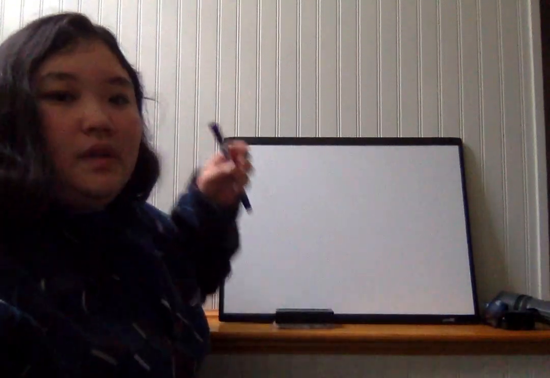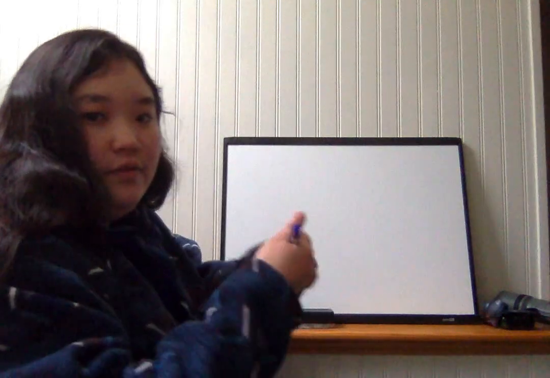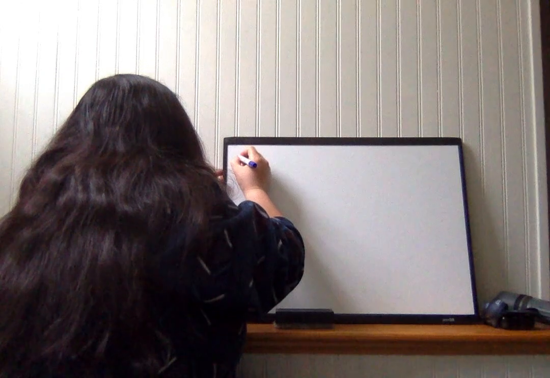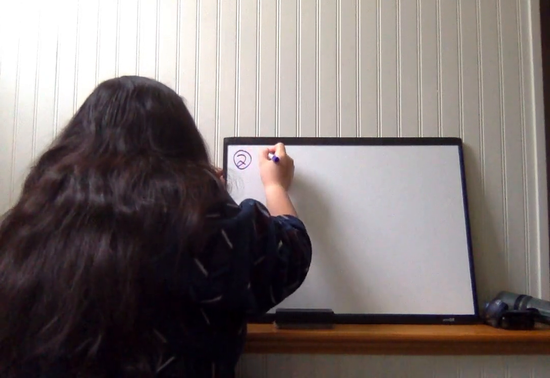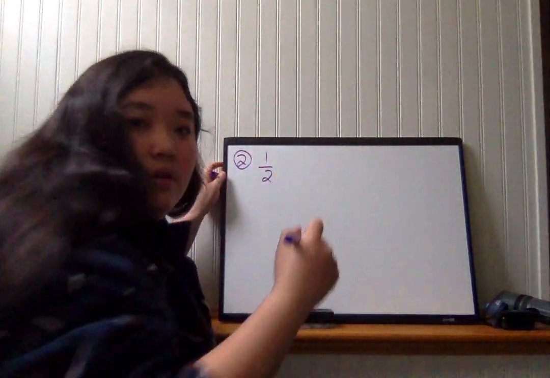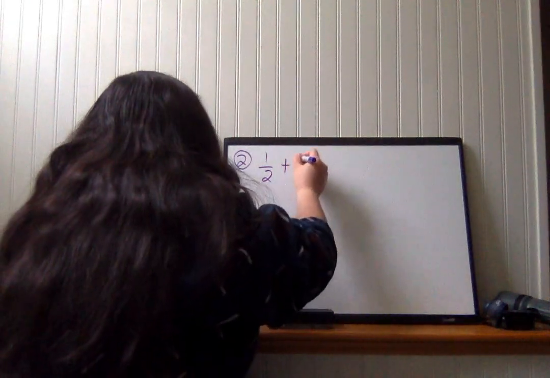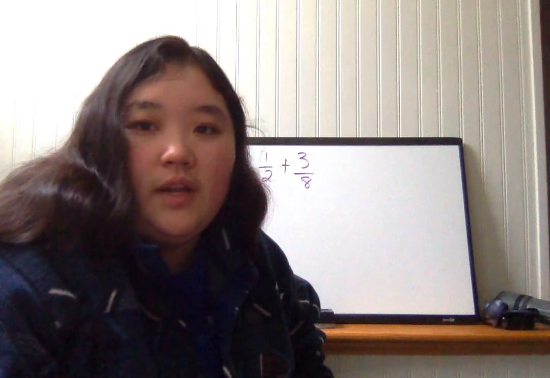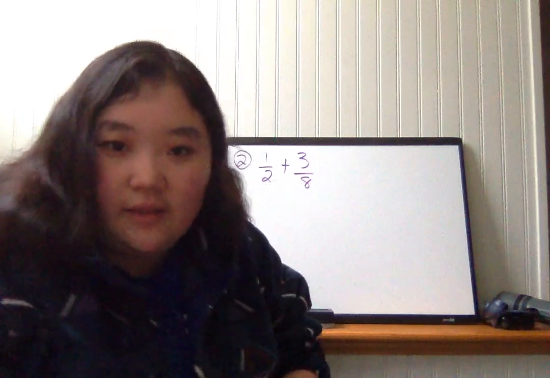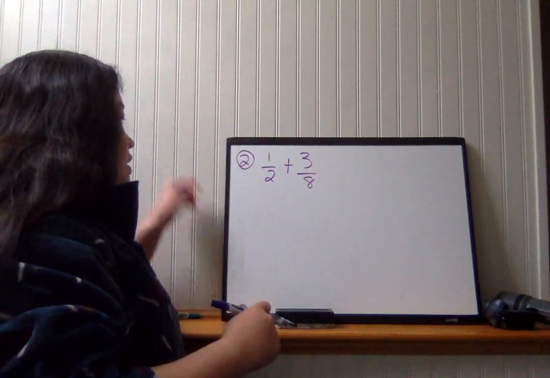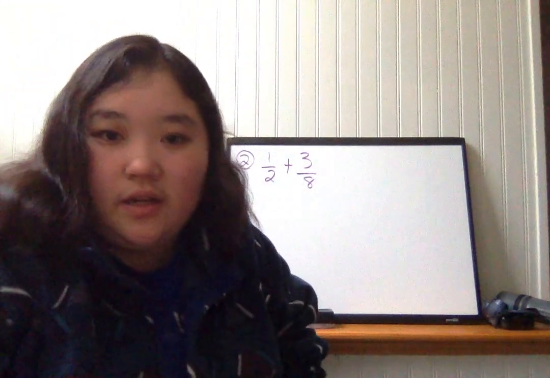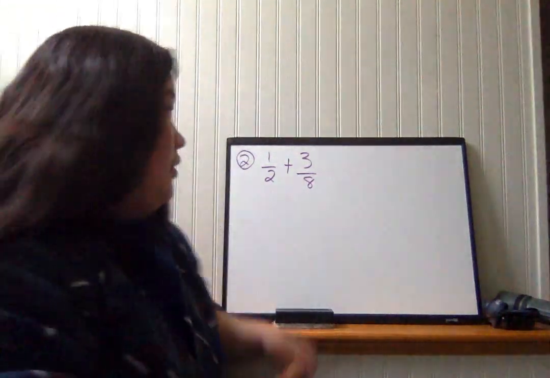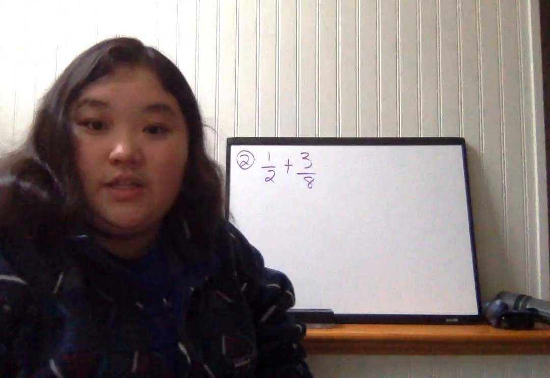Okay, so let's take a look at number 2 on page 23. We're doing number 2, 1/2 plus 3/8. Okay, 1/2 plus 3/8. So what we need to do first is we need to find the common denominator. A common denominator is a number that both 8 and 2 can go into.